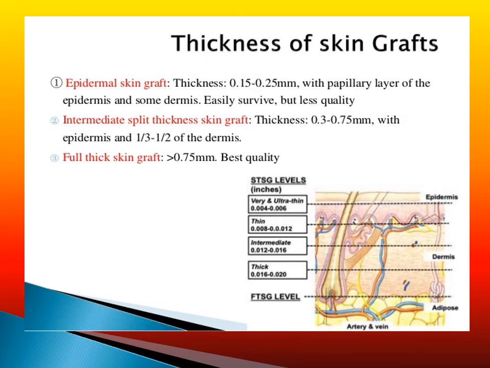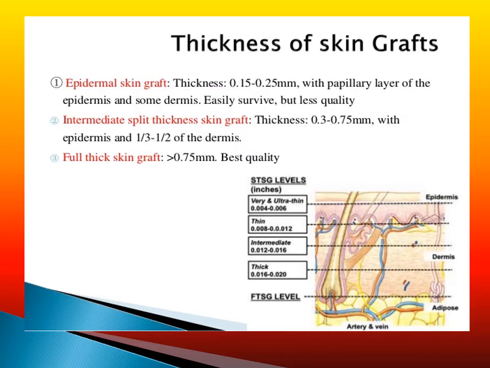Coming to the thickness of skin graft. In epidermal skin graft, the thickness is usually 0.15 to 0.25 mm with papillary layer of epidermis and even some dermis. This type of graft mainly survives but is of less quality. Second one is intermediate split thickness skin graft. The thickness will be 0.3 to 0.75 mm with the epidermis and 1/3 or 1/2 of the dermis. And in full thickness graft, it will be above 0.75 mm, best quality.